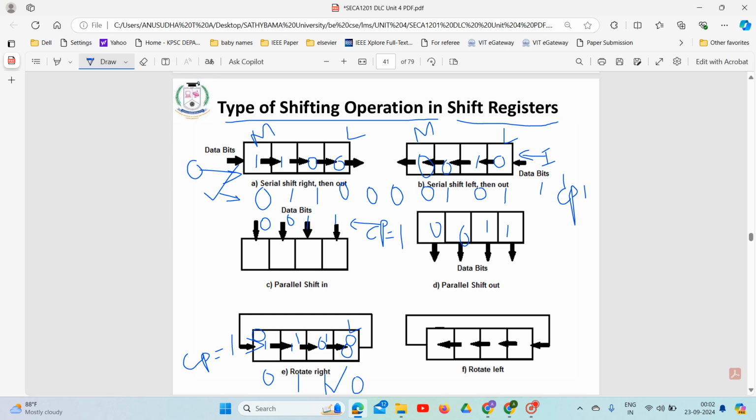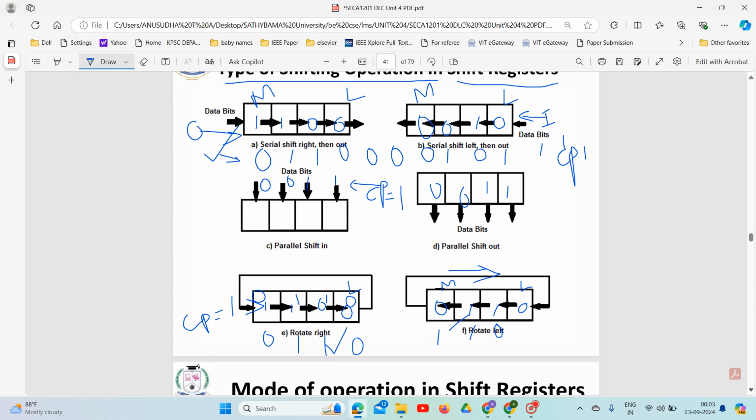This is our last case, rotate left. We are rotating the data to the left side. We call this a left shift operation. Whatever data is in the LSB is stored in the second flip-flop, and so on. Whatever is in the MSB is fed back and stored at the LSB side. We call this rotate left.